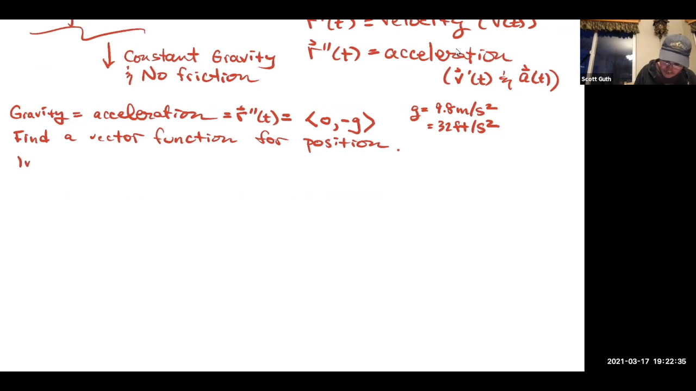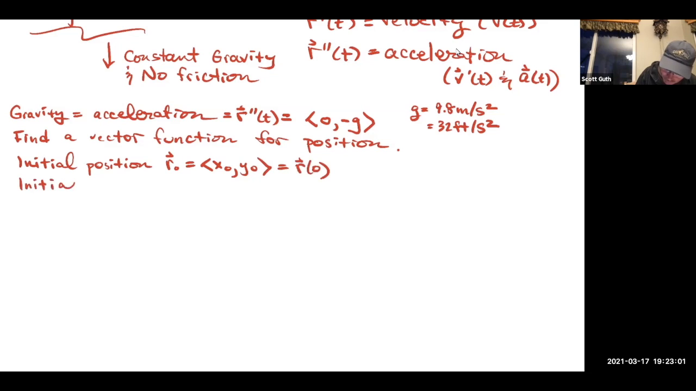Some initial info would be the initial position, which will be r naught. And that's just going to have an x naught, y naught position. So we're just doing two-dimensional. And of course, this will be r at time 0. Initial velocity will also need to be known. So this would be v naught, which I'll call r prime at time 0, or if you like, you can call it v at time 0. Okay, so that's all the starting information.